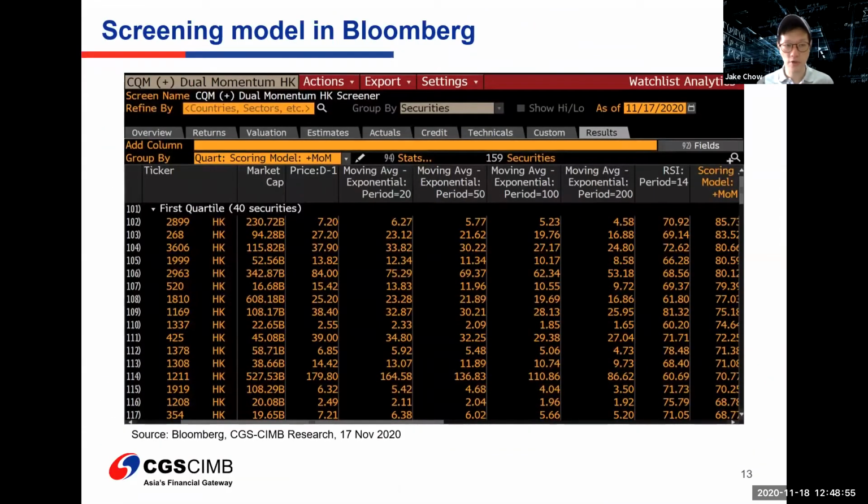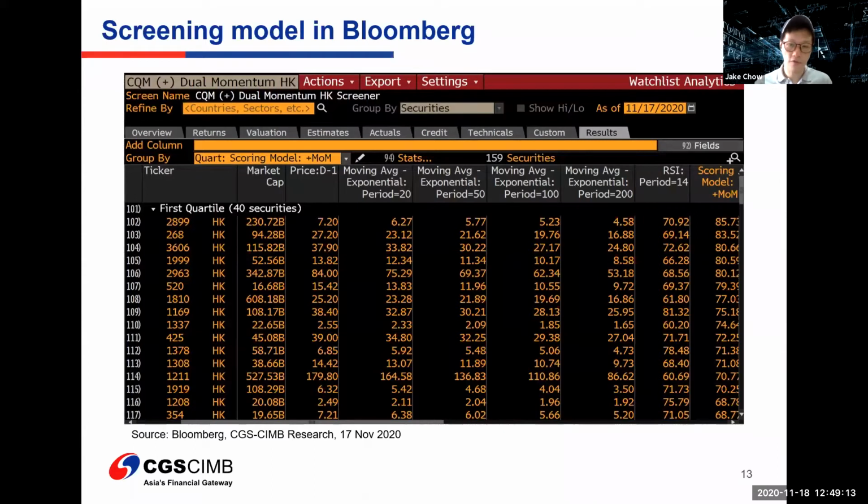Right, so this is how the screening model looks in Bloomberg. Of course, if we have a little bit more time, we can look at it in the Bloomberg environment. So this is basically what it looks like. It's very boring, black and yellow color.